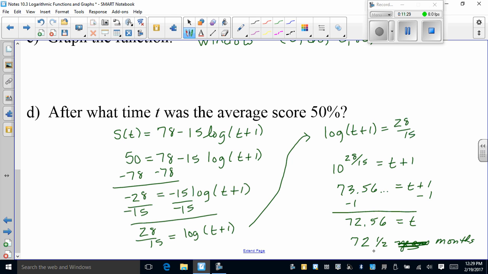Okay. So we would expect that this is going to drop fast at the beginning, but if they're out there doing this, they're not going to forget the material. So this is your way of working backwards if you're trying to find when does the score happen. It took about 72 and a half months, so I can't even claim the years. It just took a little bit more than 6 years.